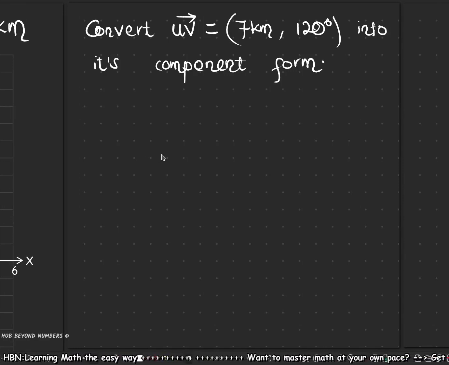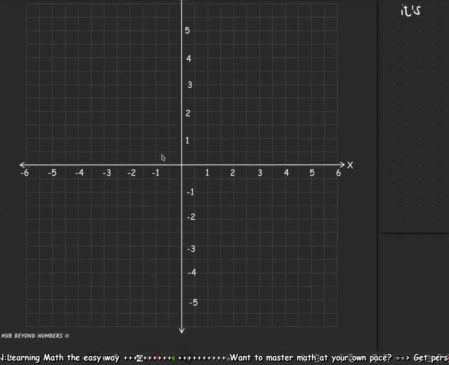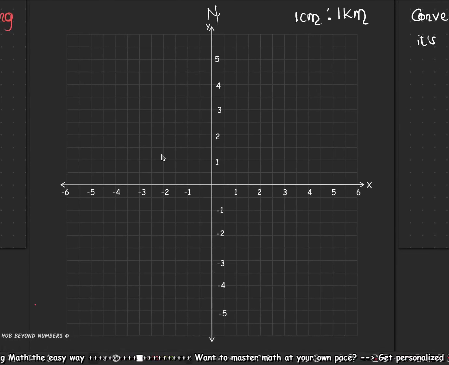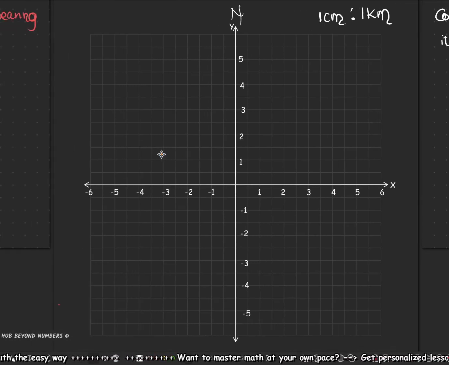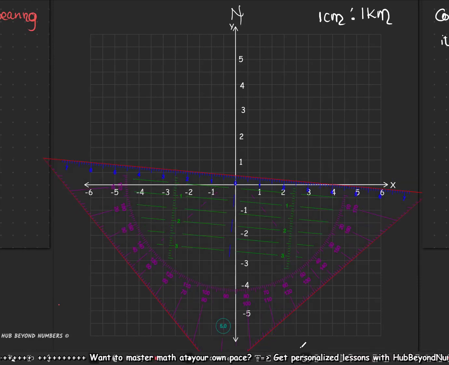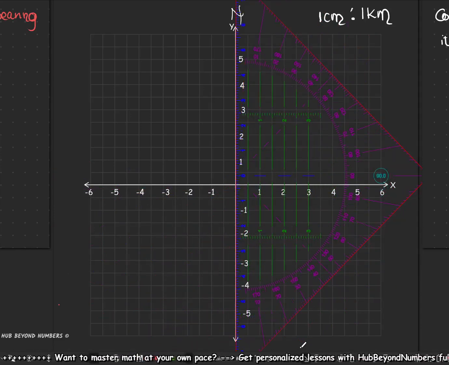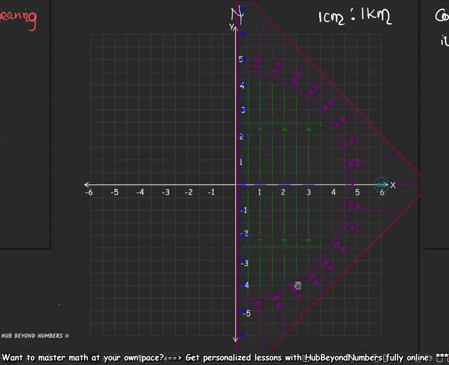I'll come back here to my graph, or my Cartesian plane, which is also my cardinal, and then draw my 120 degrees. With my compass and my protractor, I'm going to do that. We are measuring 120 degrees.